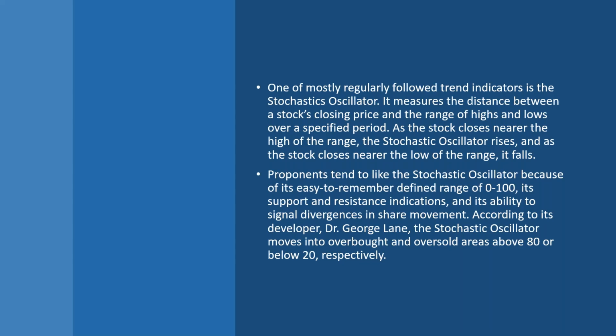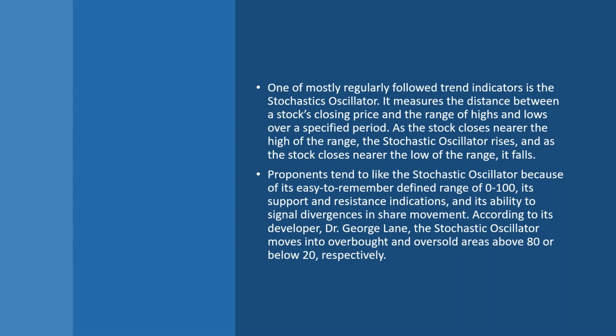Most indicators are put below the chart, and a group of these indicators that move up and down are called oscillators. They're also referred to as bounded oscillators because they always come out between a specific number. So for instance, stochastics will always come out between 0 and 100. Okay. And that range is important. So one of the most regularly followed trend indicators is the stochastics oscillator.